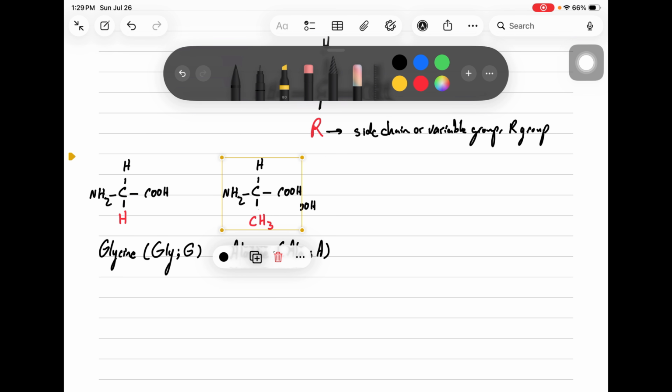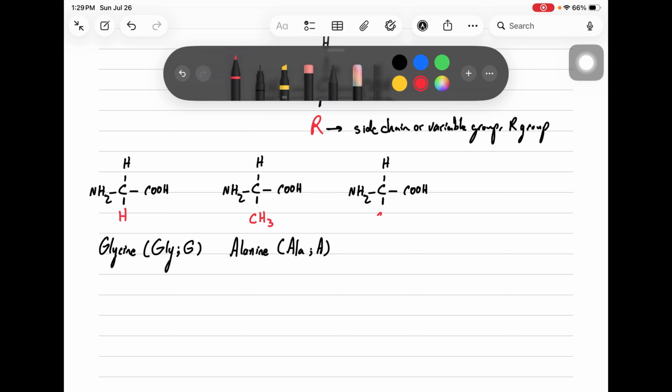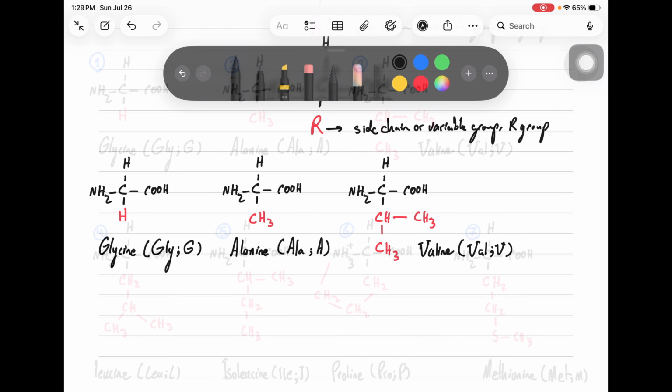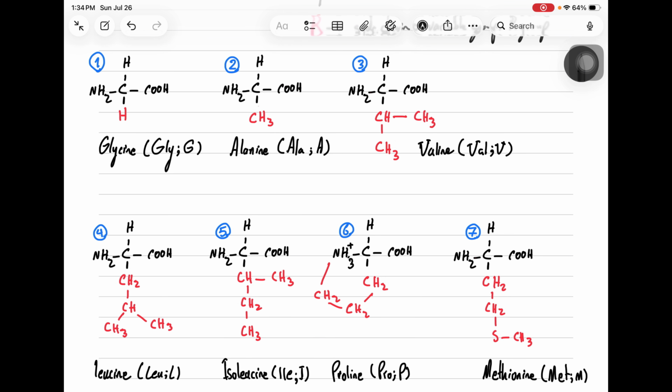The other one that we're going to have is, again, the same exact structure as before. We're going to put a CH here. We're going to add another methyl here, and then another methyl right here. We're going to call this valine. So now we're going to have all of the amino acids written. Here are all the nonpolar amino acids that we talk about.